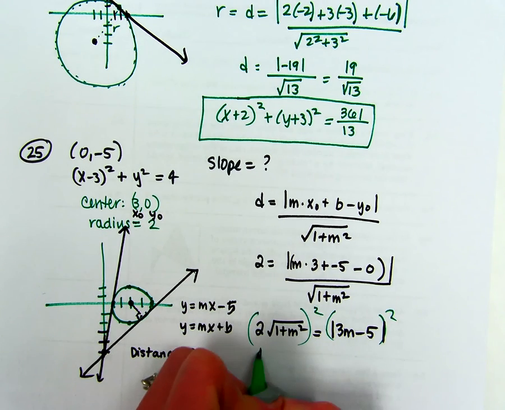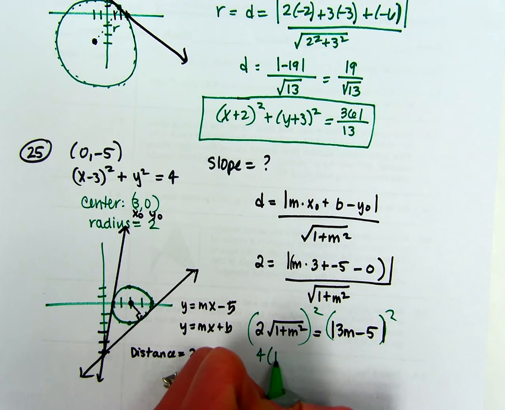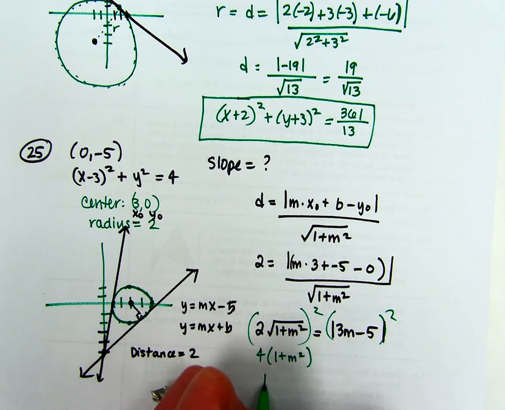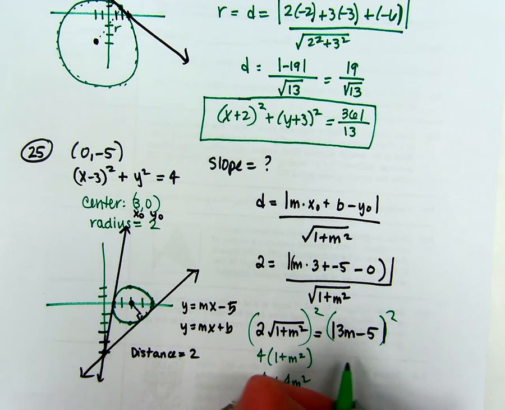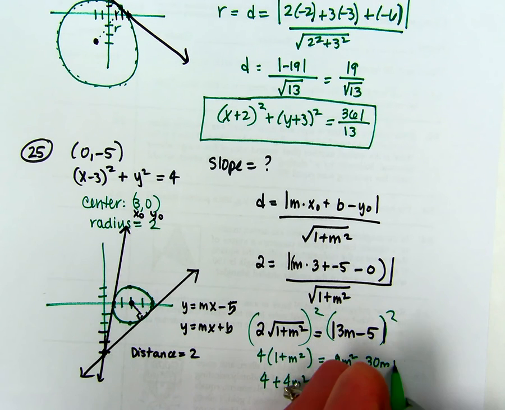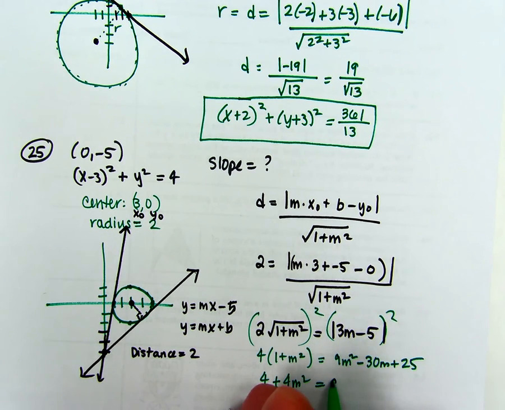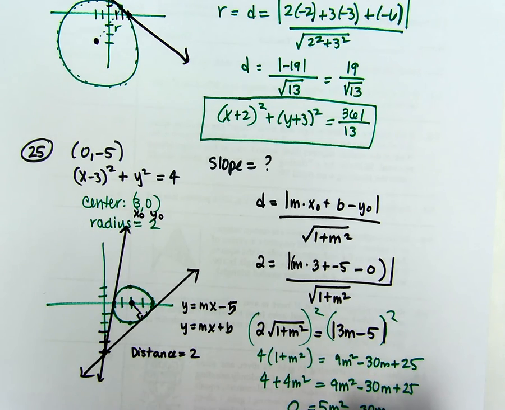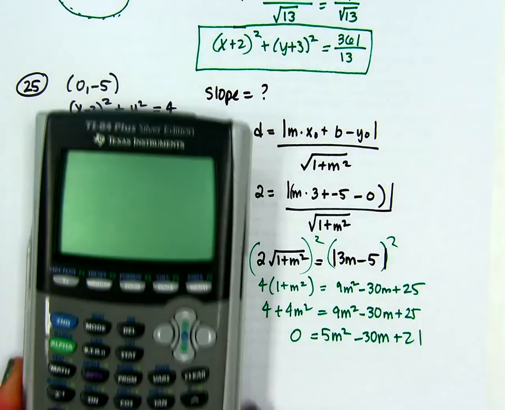So I have 2 squared, that's 4. And if I square a radical, it's just going to be 1 plus m squared. So this will become 4 plus 4m squared. And over here, if I square this, make sure you FOIL. So I have 9m squared minus 30m plus 25. All right, so now you can see we have a quadratic, and the easiest way to solve this would be to move everything to the right side. And if I subtract 4, I get 21. And I'm just going to use a quadratic formula program.